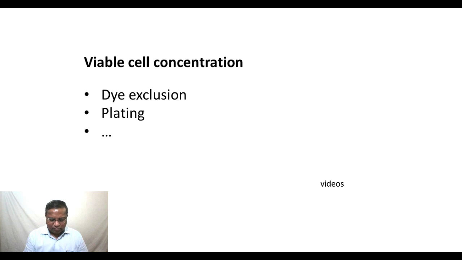There are specialized slides that can be used for these measurements. They are called Neubauer chambers, hemocytometers as they are called, and there are ways by which you could reliably measure the number of cells in a particular volume and therefore the cell concentration. That is the dye exclusion method principle.